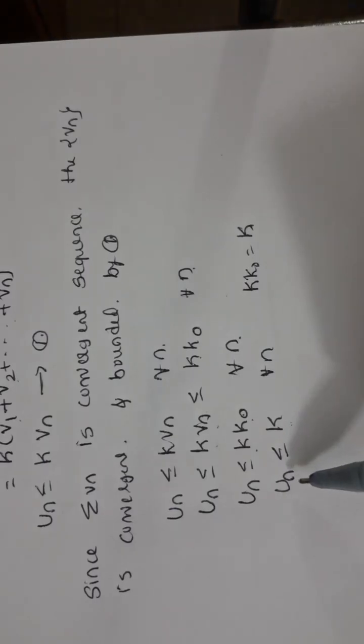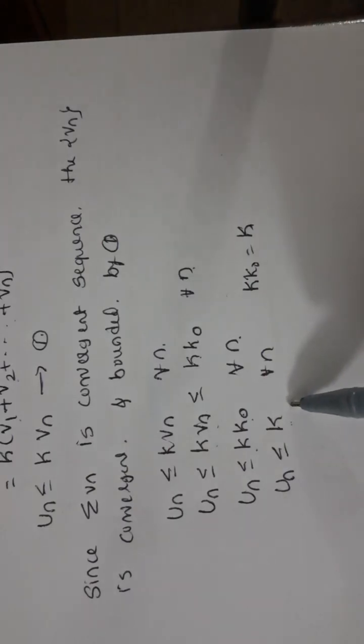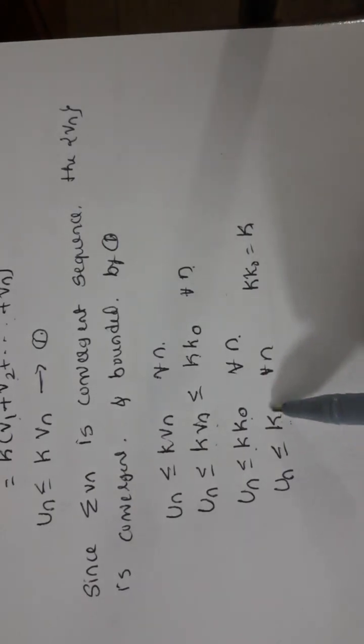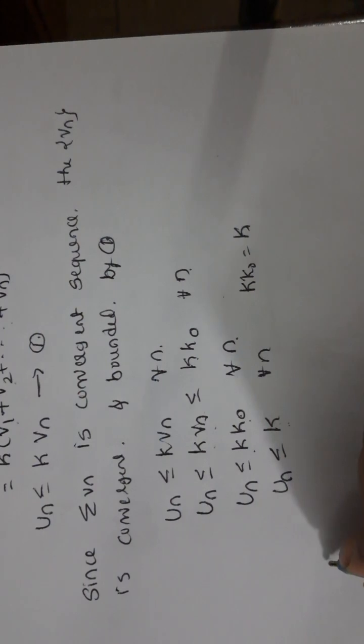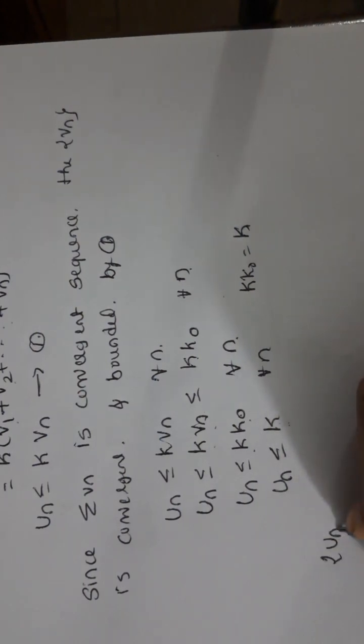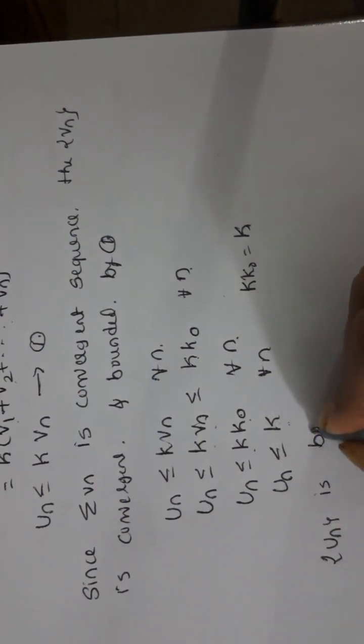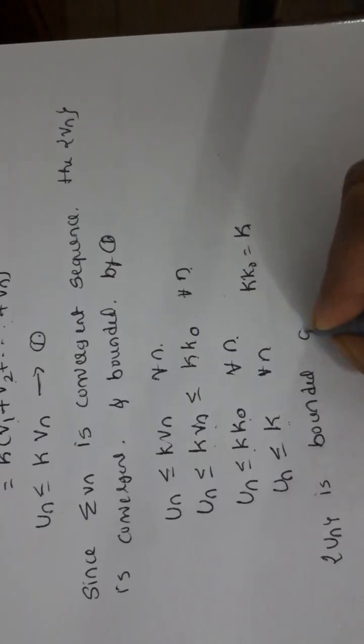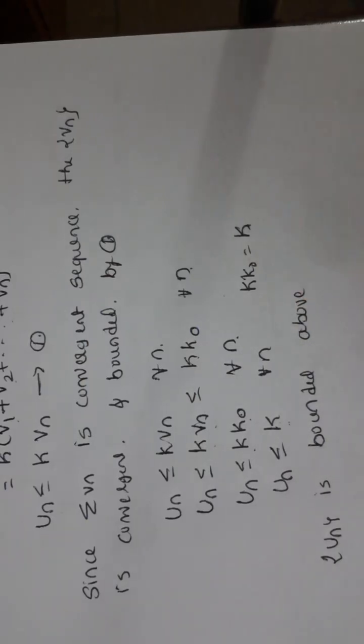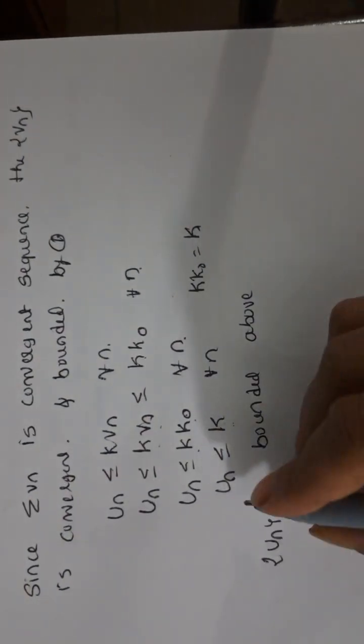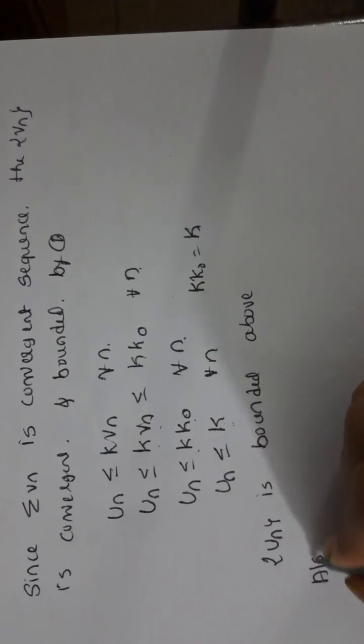That means every member of un is less than or equal to K, which means un is also bounded, bounded above, because it has the upper bound K. So therefore the sequence un is bounded above by K. If you want, you can write it. So it is also bounded above.